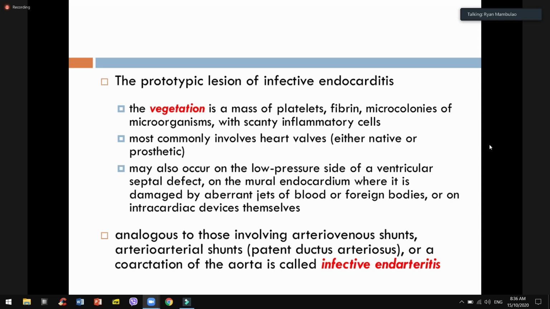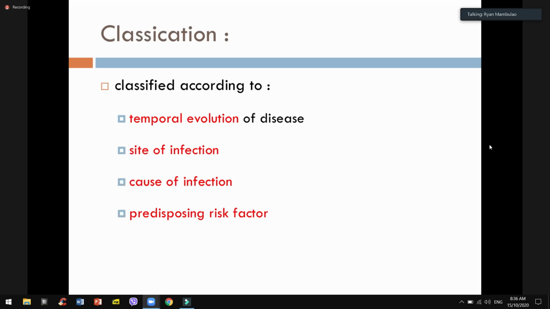Pag yung infection does not involve inside the heart, let's say, nasa artery, let's say you have a patent ductus arteriosus, tas meron doong infection na nakikita, or in the coarctation of aorta, or kahit saang artery, if that artery is infected, we call it infective endarteritis. Pero pag sa endocardium, we call it infective endocarditis.